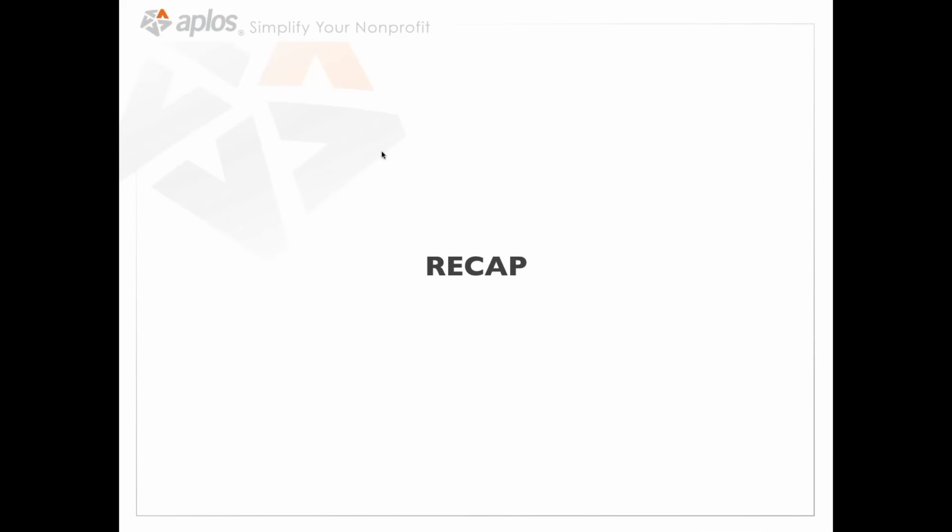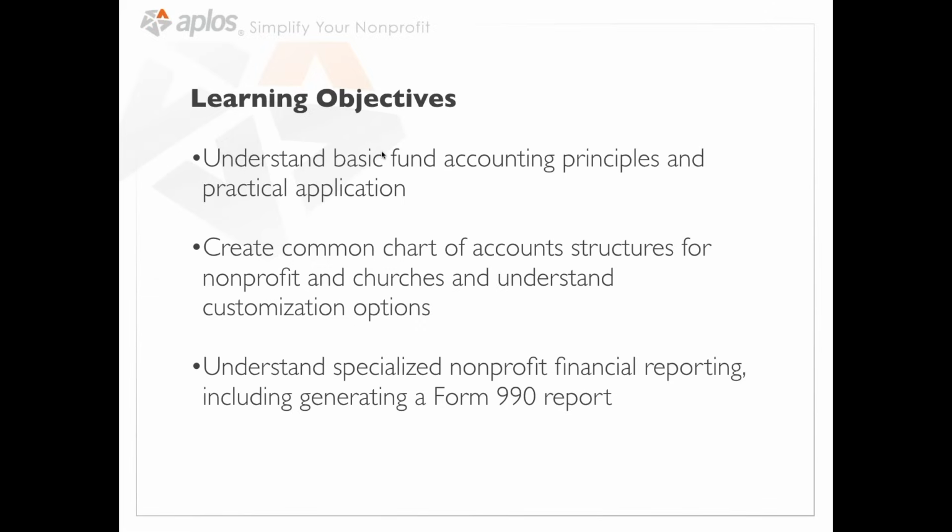But for now, let's do a little bit of a recap. Today we took a look at some learning objectives. We took a look at a basic understanding of fund accounting principles and practical application. We then looked at some common chart of accounts structures and examples for nonprofits and churches and understood customization options. And then lastly, we took a look at specialized nonprofit reporting, which included balance sheet and income statements by fund, as well as generating a Form 990 report.